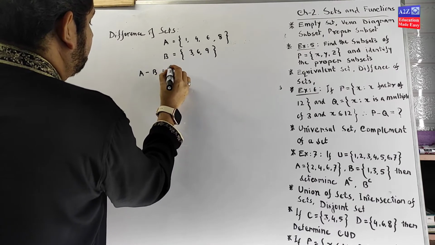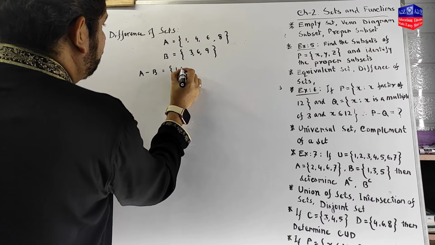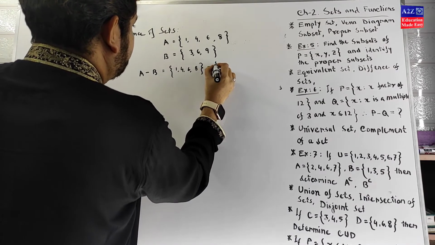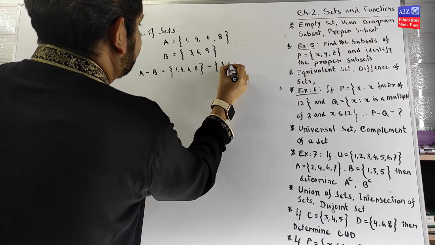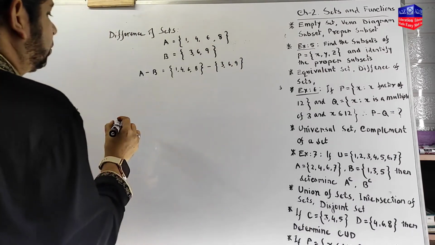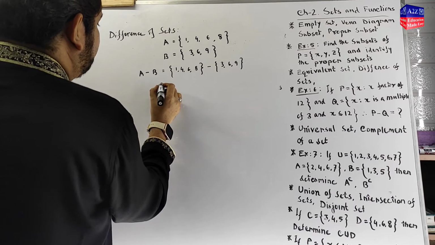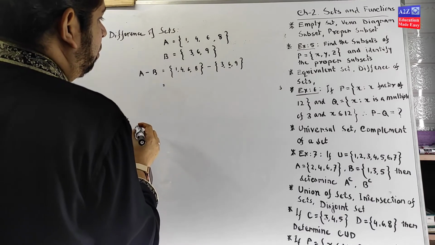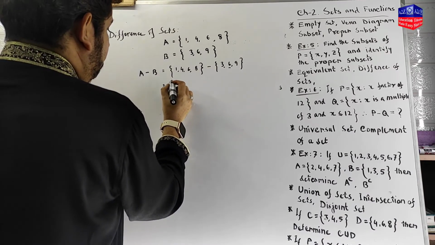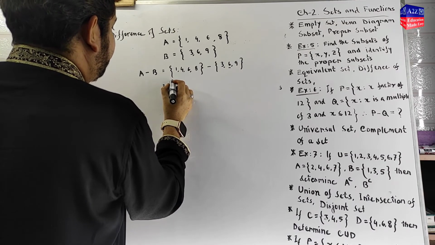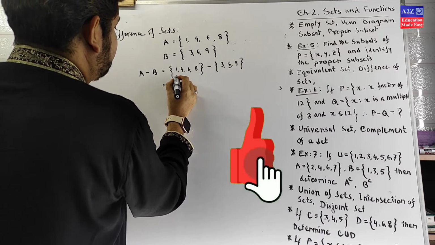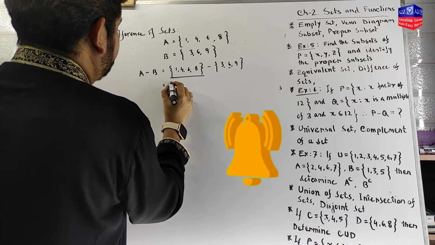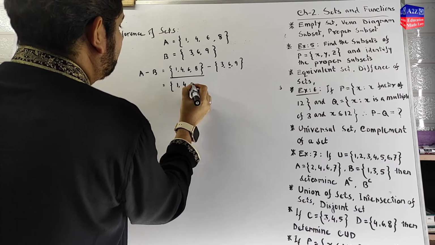Okay. So A means 1, 4, 6, 8, delete means minus, and B means 3, 6, 9. So what will be A difference B or A delete B? Actually, there is only one common element. The difference set will contain only the elements of the first set. So ultimately 6 will be deleted, and what will be remaining? 1, 4, 8.